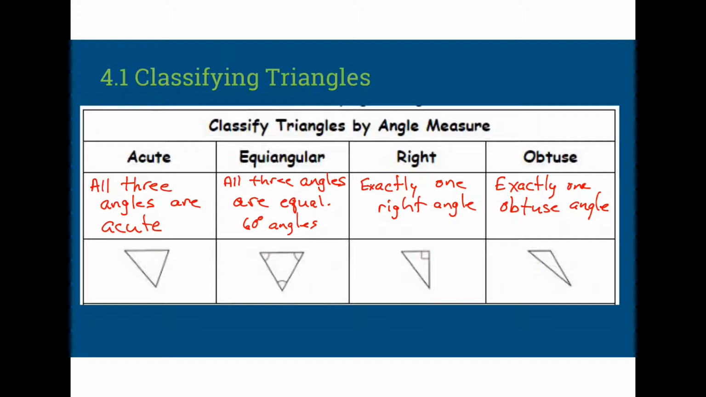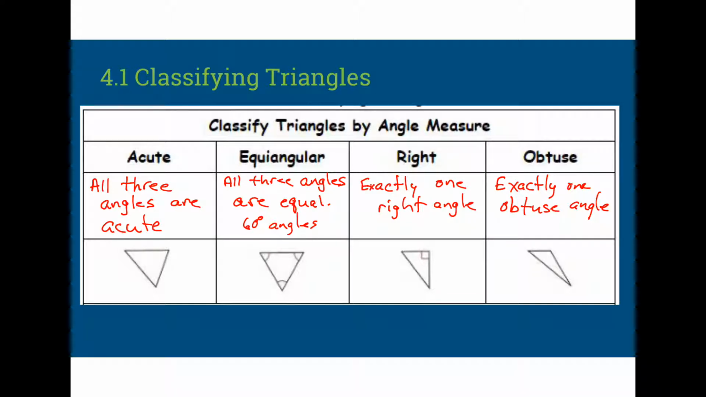All right, so that is the 4 ways we can classify a triangle based on its angle measurement. So either acute, where all 3 angles are acute; equiangular, all 3 angles are equal; right, a right triangle has exactly 1 right angle; and an obtuse triangle has exactly 1 obtuse angle.